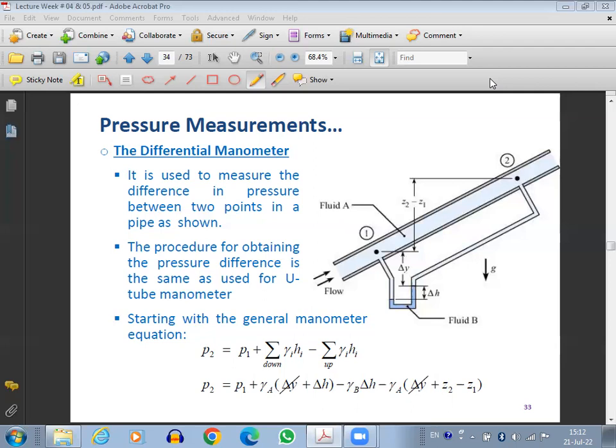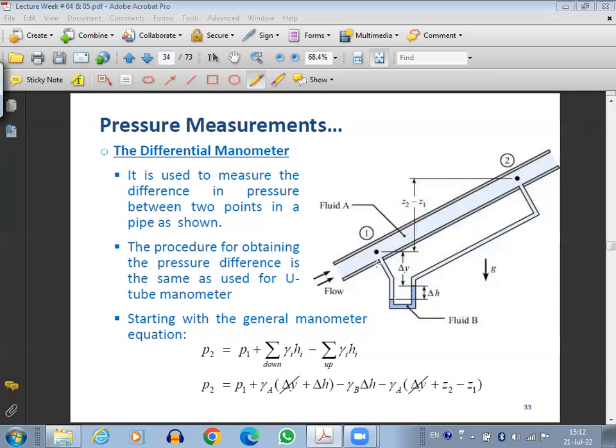We just want to know that I have 1 point in a line, I have another point in the line, and between the 2 points, what is the difference? I'm just concerned with the difference between the 2 points. In that case, we can use the differential manometer. The differential manometer can be connected, again, by a simple pipe.